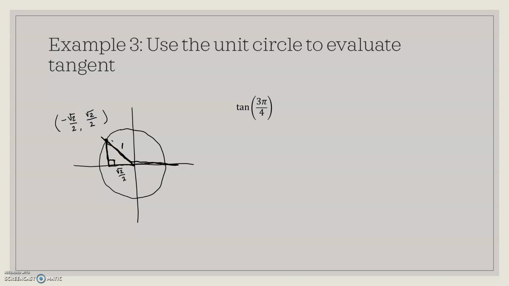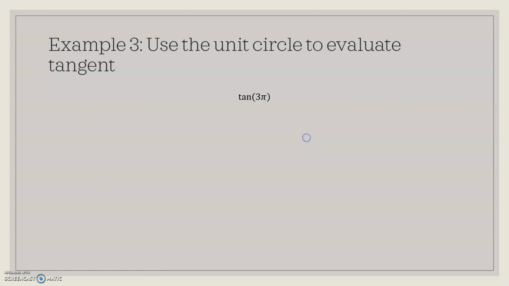So tangent is going to be sine of 3 pi over 4 divided by cosine of 3 pi over 4. Sine of 3 pi over 4 would be root 2 over 2. That's positive. Oops.